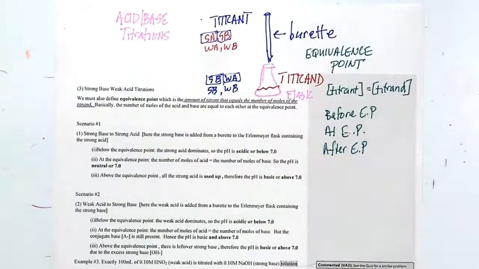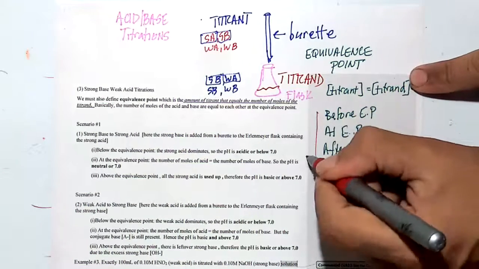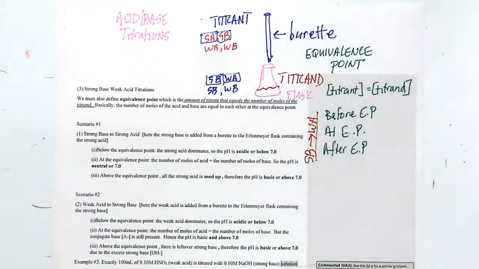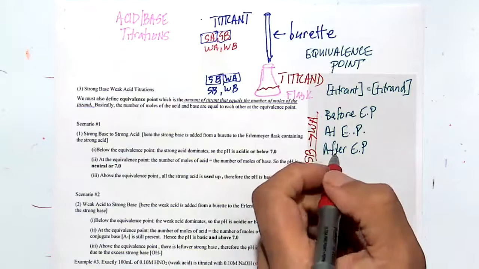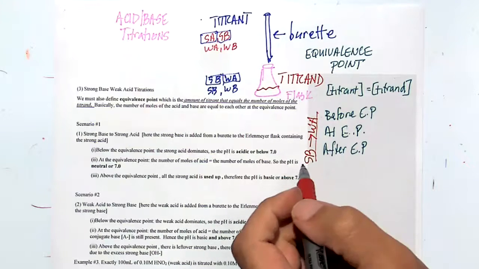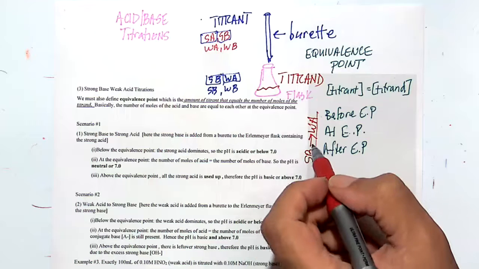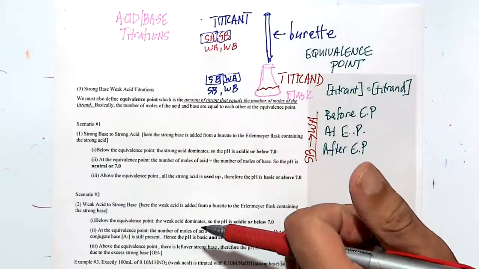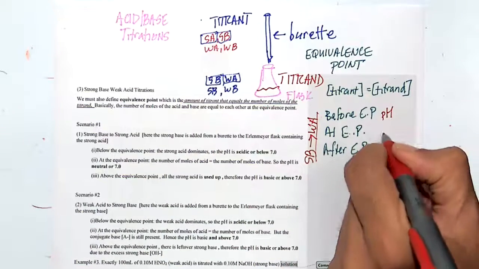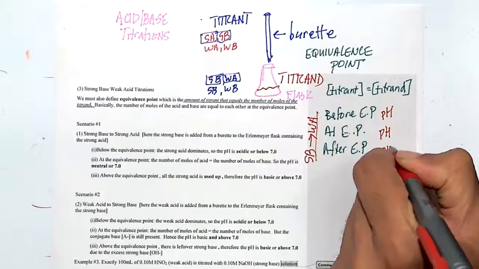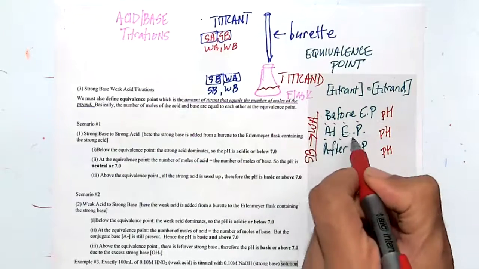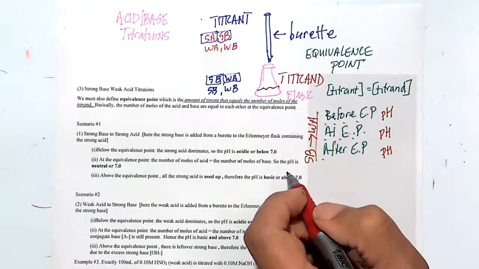Okay. And the specific example in this demonstration was the strong base titrated to a weak acid. So there's before the equivalence point, at the equivalence point, after the equivalence point. The strong base was the titrant. The weak acid, the vinegar, was your titrand sitting in the flask. So what's the pH? That is what you will have to calculate in this Friday's problem set. What is the pH before the equivalence, at the equivalence, and then after the equivalence?